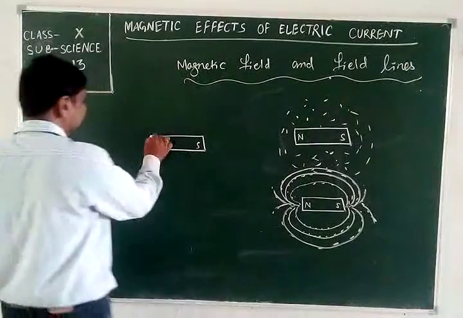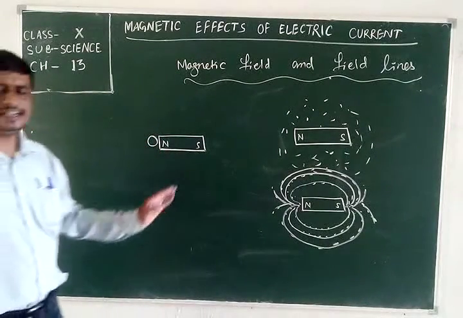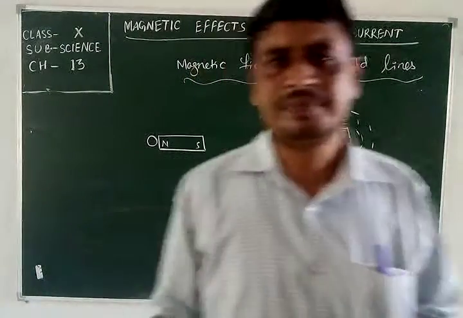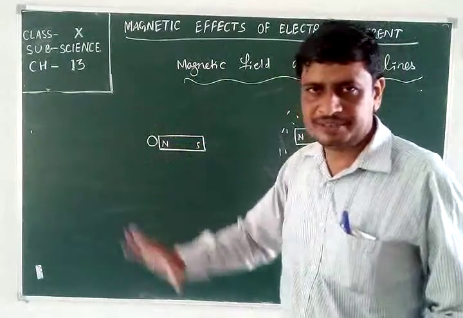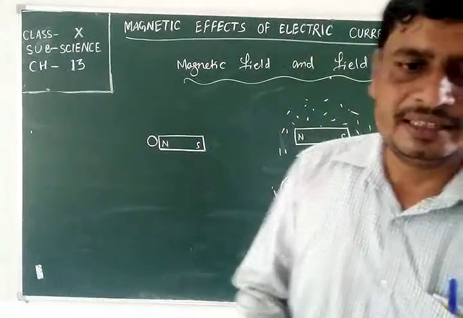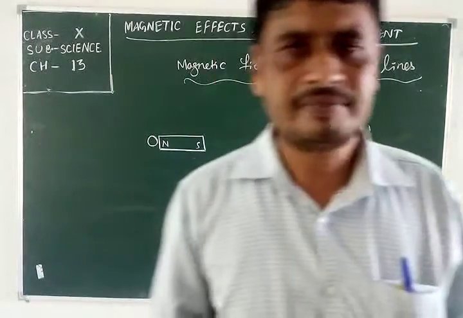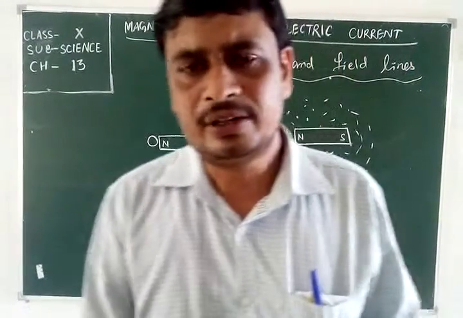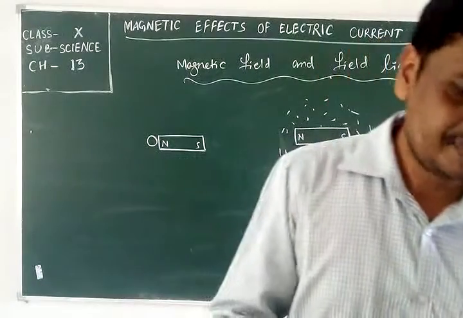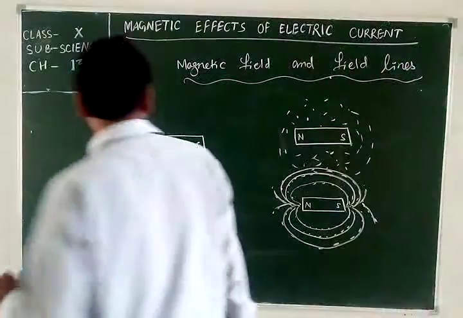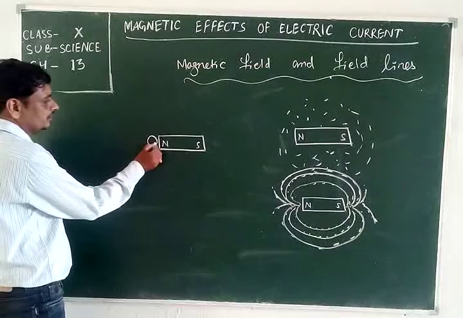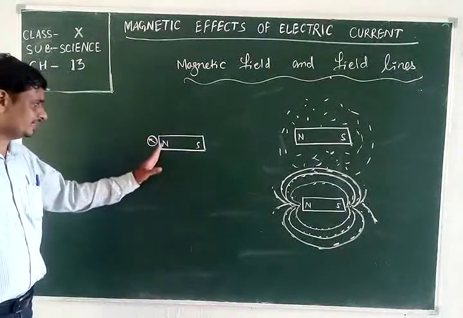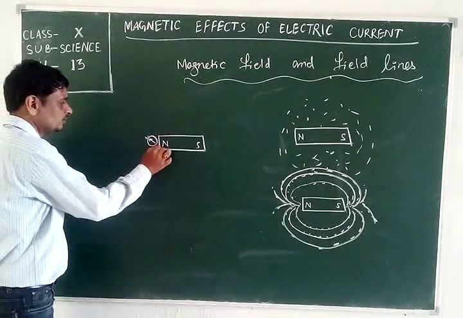It is written N and S there. If it is placed near the north pole, then the north pole of this magnetic compass will be repelled by the north pole of this magnet, because the property of magnets is that like poles always repel each other, whereas unlike poles attract each other. So it will reflect and move away from this. Now this one is north, this one is south.